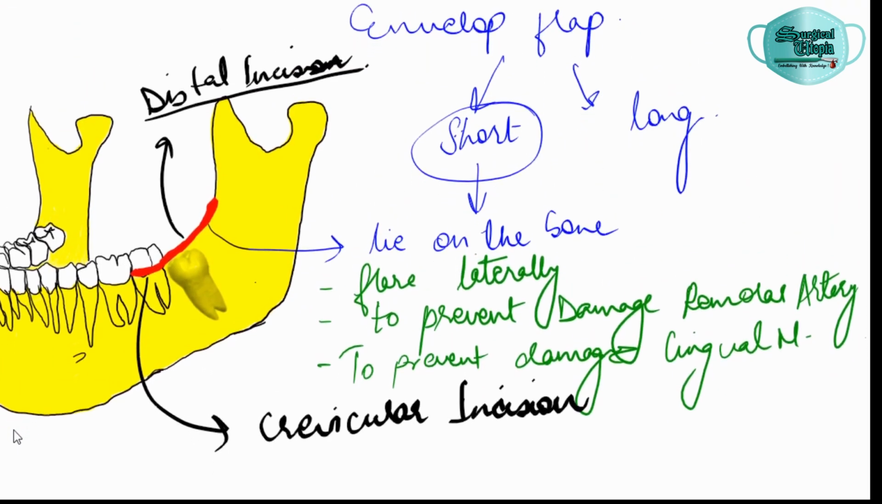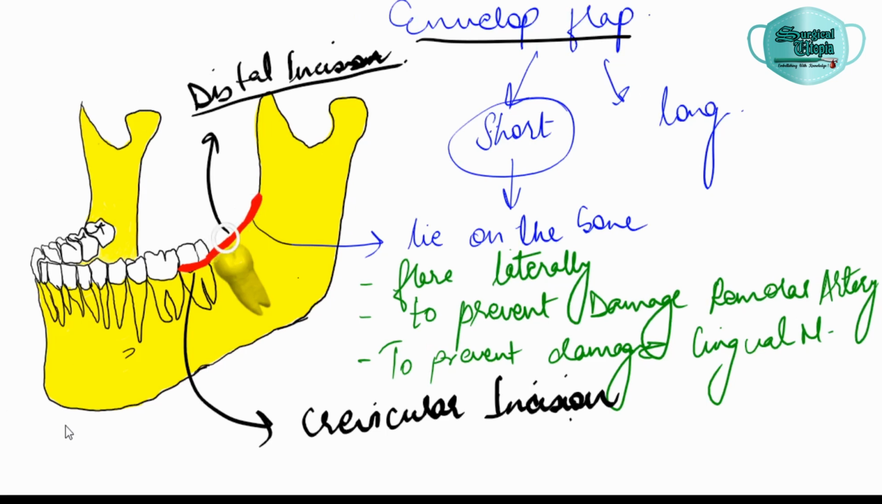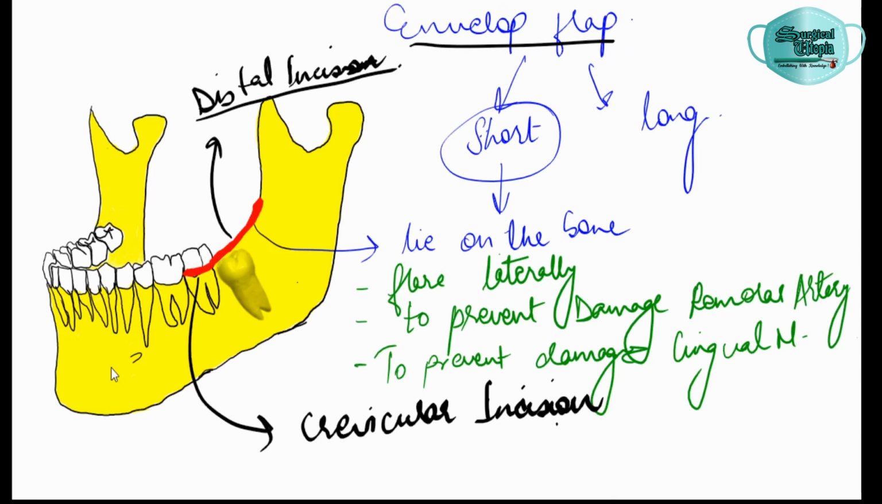This was about our envelope flap. We are discussing the short envelope flap which contains two parts, that is the distal incision and the clavicular incision. So this is our distal incision and this over here is our clavicular incision, while you follow the pointer. Now discussing the long envelope flap.